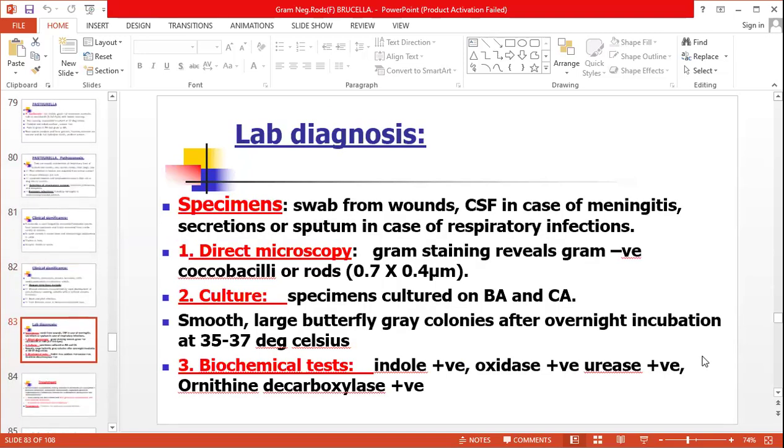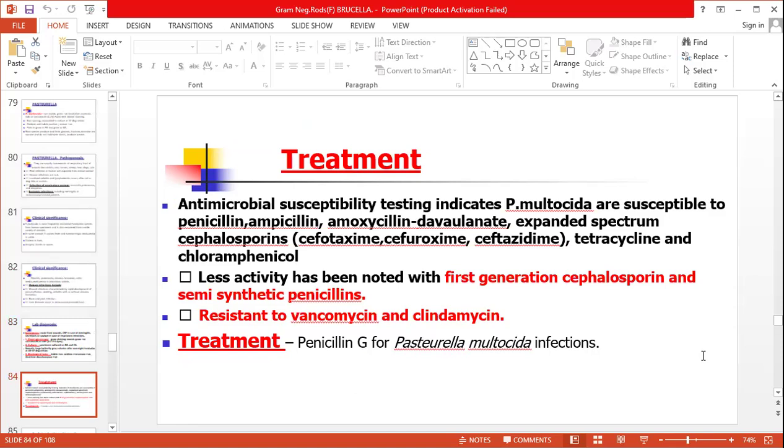Specimens are swab from the wound, CSF in case of meningitis, and sputum secretion in case of respiratory infection. Direct microscopy with Gram staining, culture on blood agar and MacConkey agar, and biochemical tests. Treatment: give penicillin G for Pasteurella multocida infections.